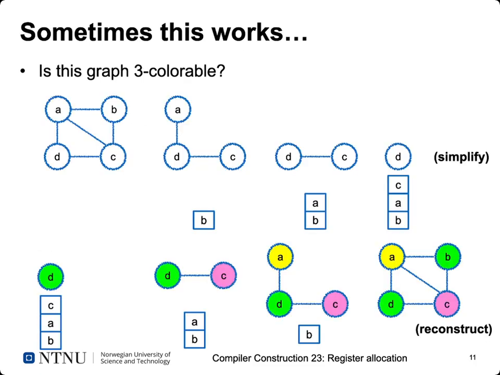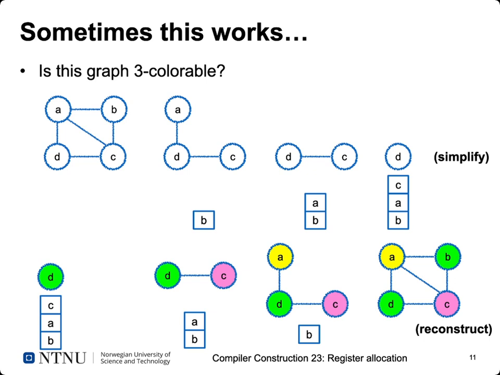So let's look at a simple example here. We have this graph on the top left hand side here consisting of 4 nodes and a couple of edges here, and we want to figure out if this graph is 3 colorable. Well, that's easy obviously to find out if you just take a closer look at the graph, but nevertheless it serves as a good example for our simplification and then construction approach again.